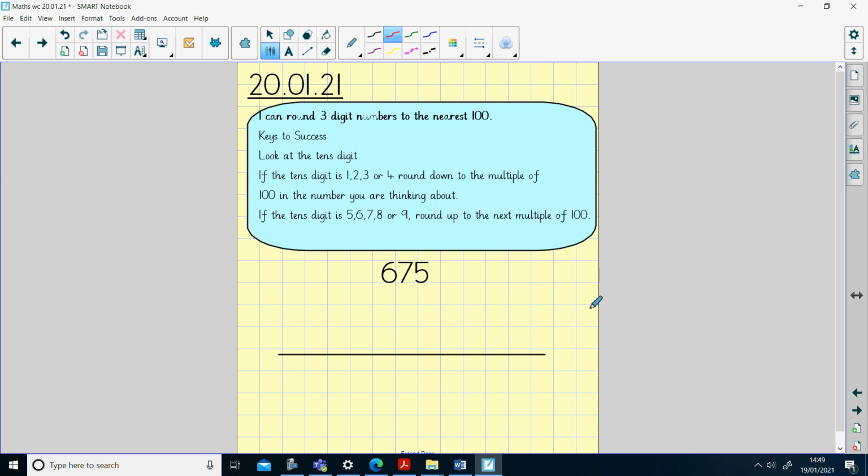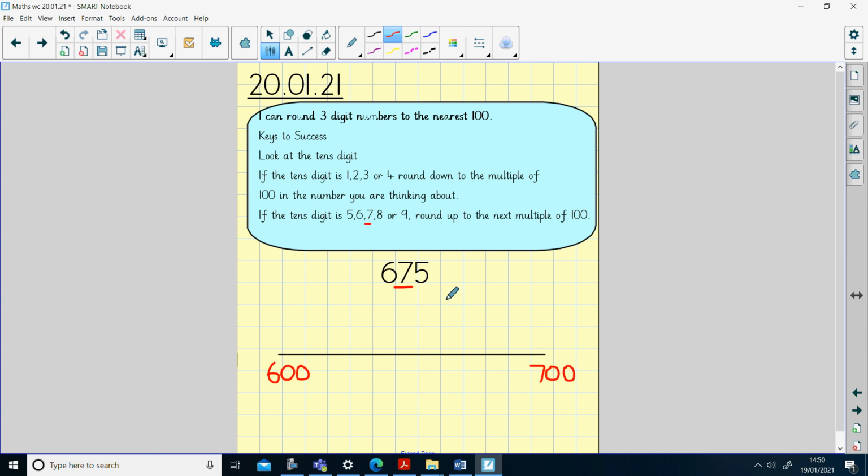We've got 675 now. I'm going to do it on the number line, and I'm going to follow the rule as well. So let's do it the other way around this time. Let's use our keys to success first. So we're looking for the tens digit, which is the 7. Now, if the tens digit is a 7, we round up to the next multiple of 100. So let's work out what that would be. We've got 600 in the number. That's the easiest one to work out because it's always the multiple that's in the number that we're thinking about. And if I was counting on another 100, I would get to 700.